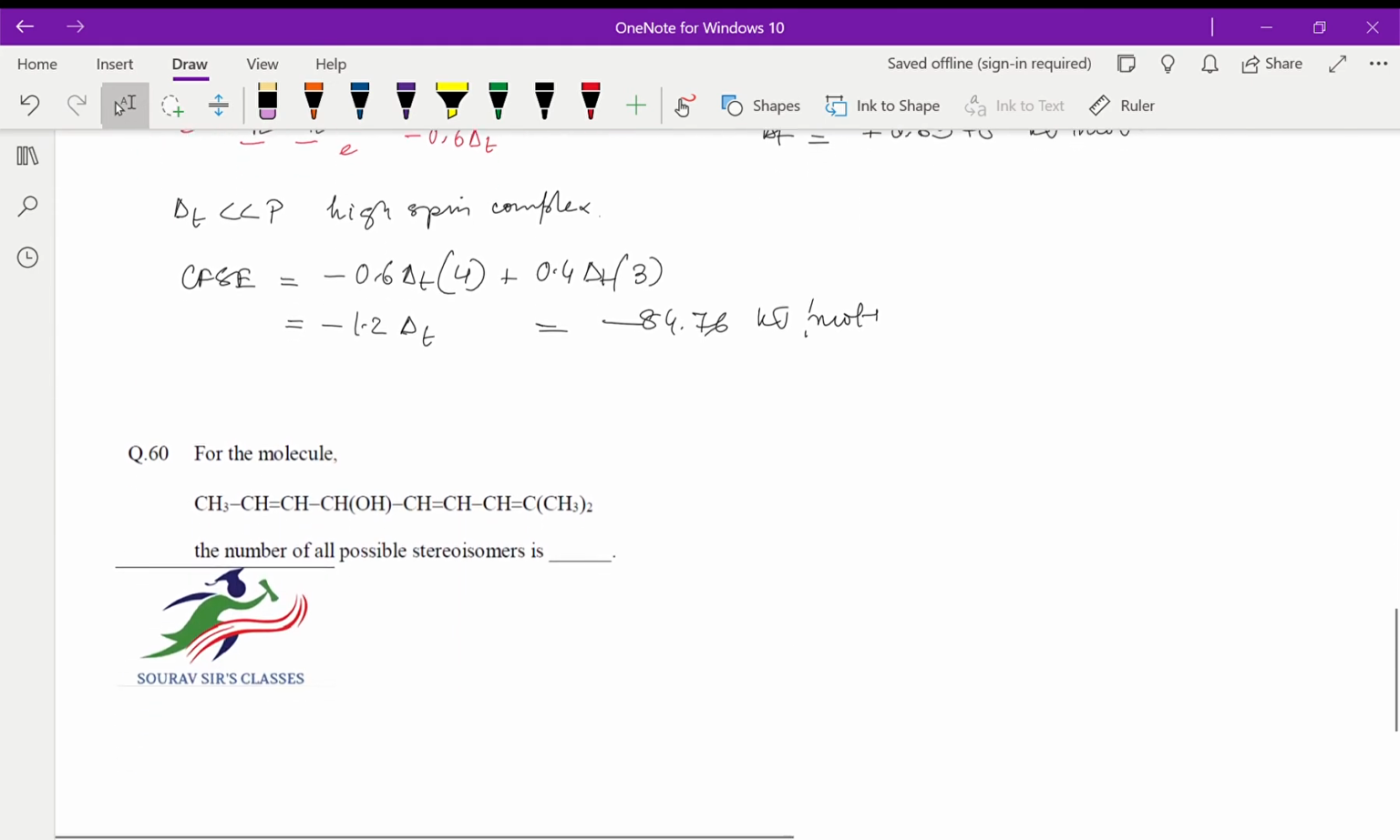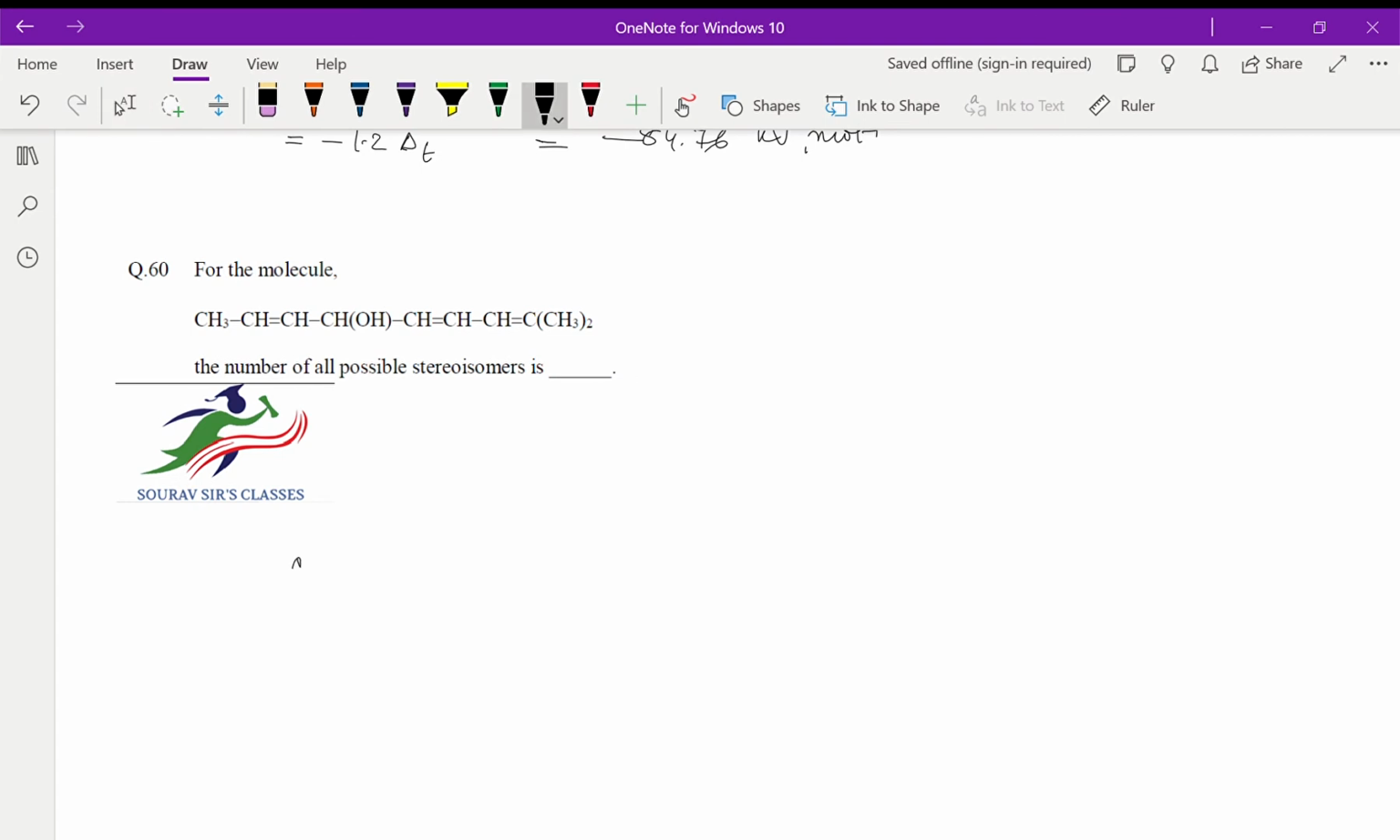Now for the molecule given in question number 60, which should be our last question for this solution of the organic and inorganic part in JAM 2021, we have to find all possible stereoisomers. That means we have to find both the optical isomers, OI, and the geometrical isomers, GI.